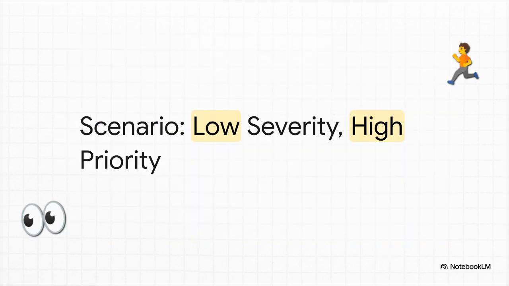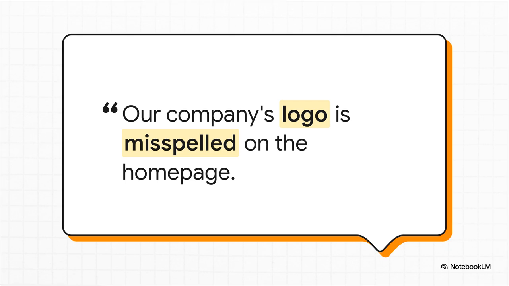But, okay, what about something a little more subtle? Is it possible to have a bug that causes almost no real damage, but is still super urgent to fix? This is the perfect example. The app itself works perfectly. Nothing is broken. So the severity is actually very low. But the company's name is spelled wrong right on the front page for every customer to see. It is so embarrassing, and it looks incredibly unprofessional. So the priority to get this fixed is through the roof, even though nothing is technically broken.